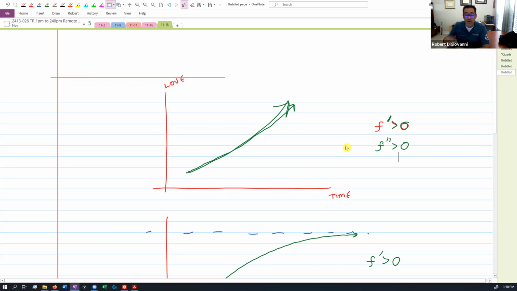So, I tell the story so you understand that the first derivative tells you a lot. The second derivative also tells you something, right? There's this relationship between the two.